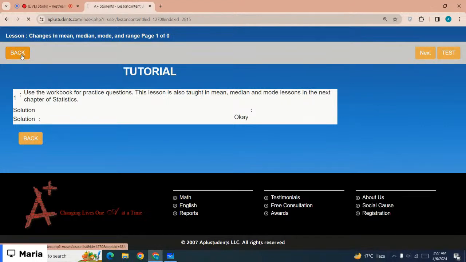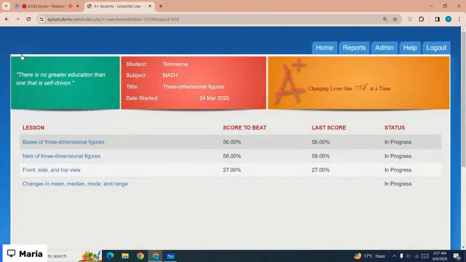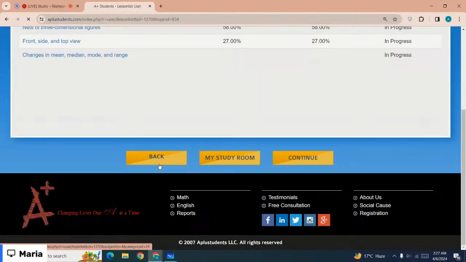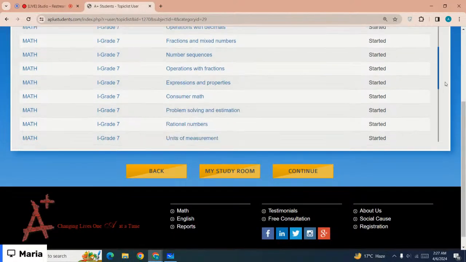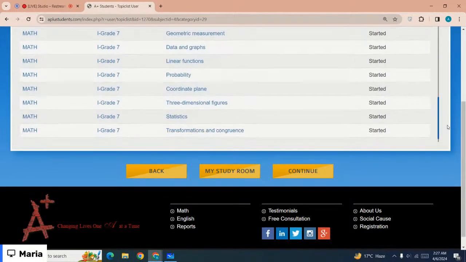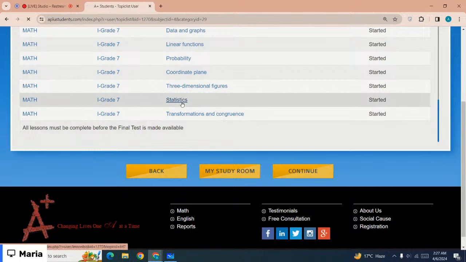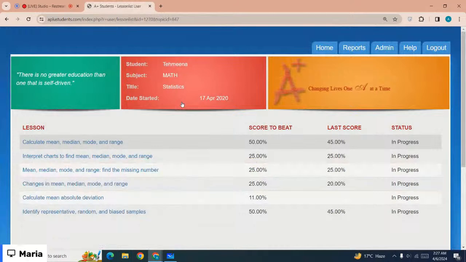We are working on the chapter three-dimensional figures. Let's just start with the next lesson, next chapter. We are done with this chapter. Now let's just start with the next lesson. And the next lesson is statistics, right? Let's just start with the lesson. Let's start with the first lesson, that is calculate mean, median, mode, and range.